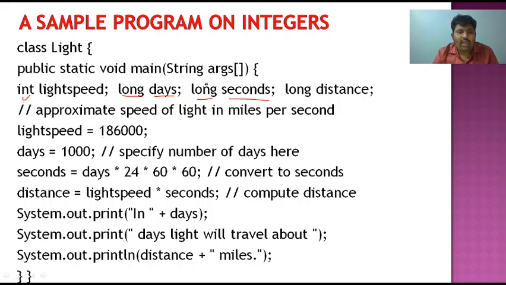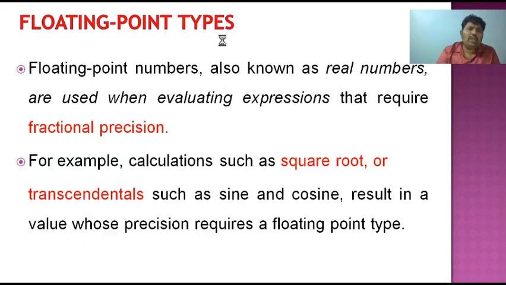So whenever you have larger numerical range values, rather than integer and short, we need to go for long. And see here, I made distance also a long variable because my light speed is multiplied with the seconds, so it gets a larger numerical value. That's why I made my seconds and distance variables long. Whenever you require large numerical values, use long.